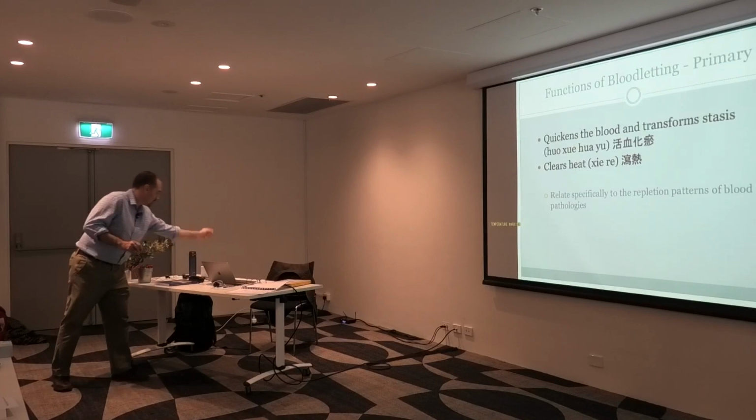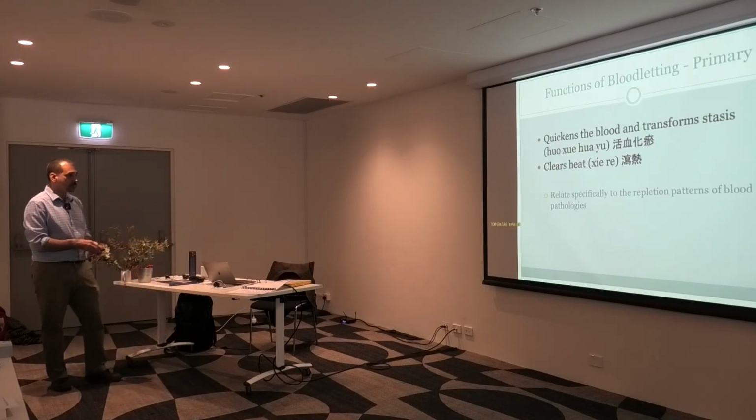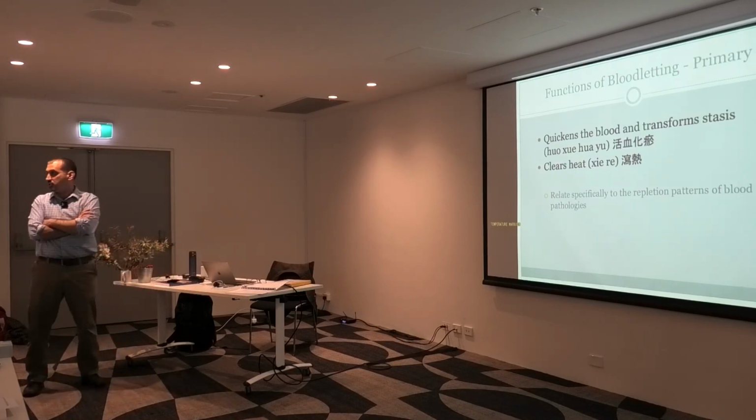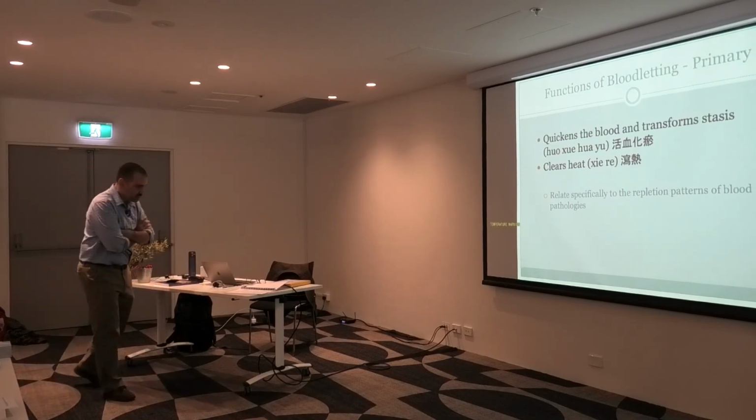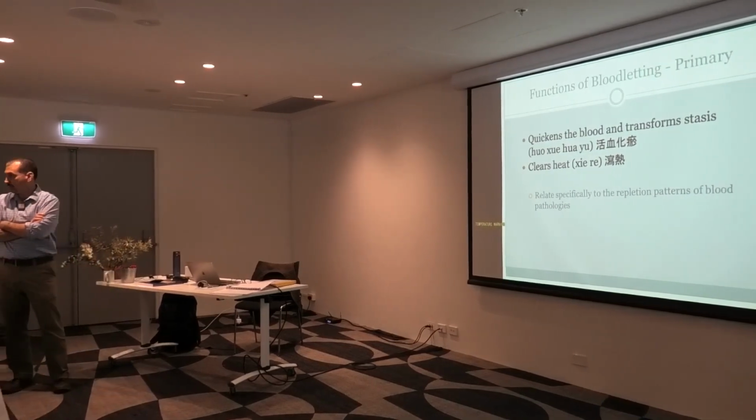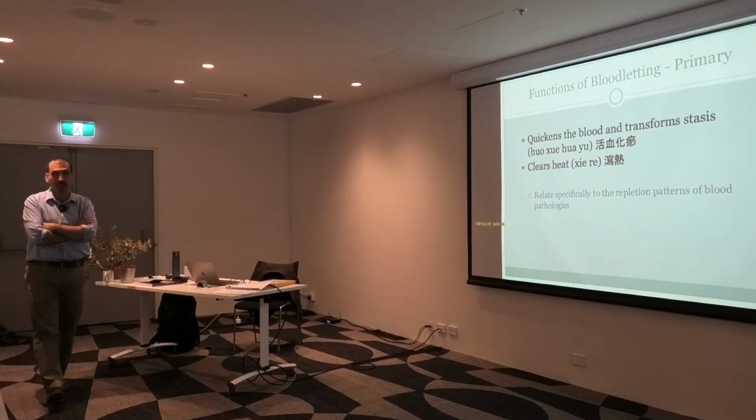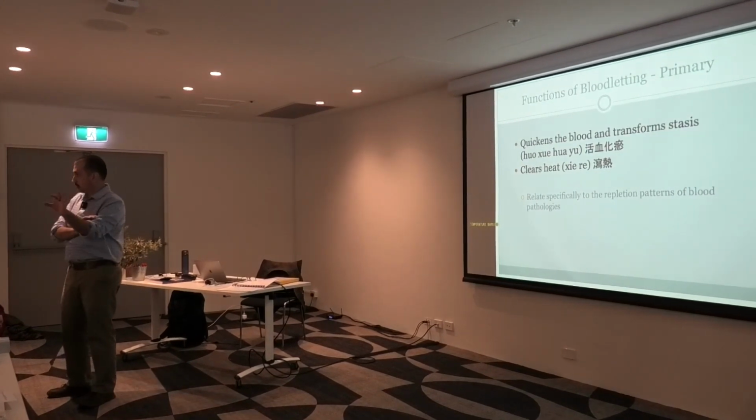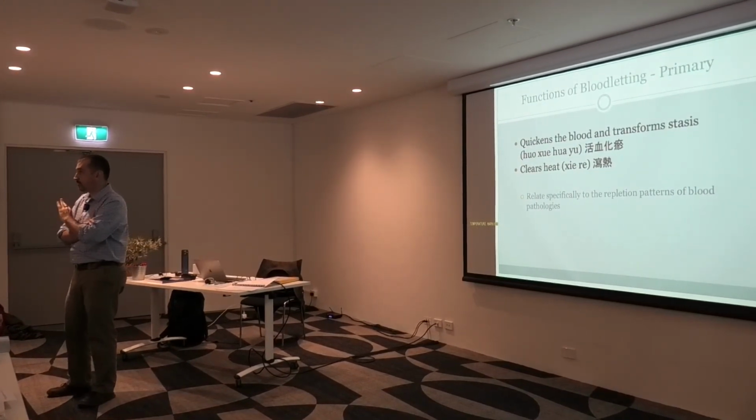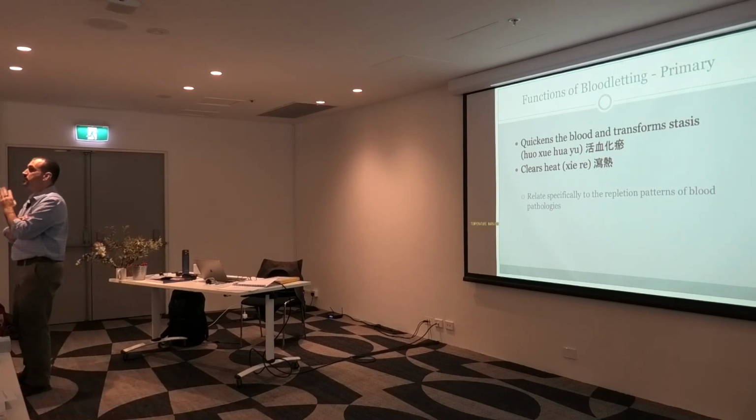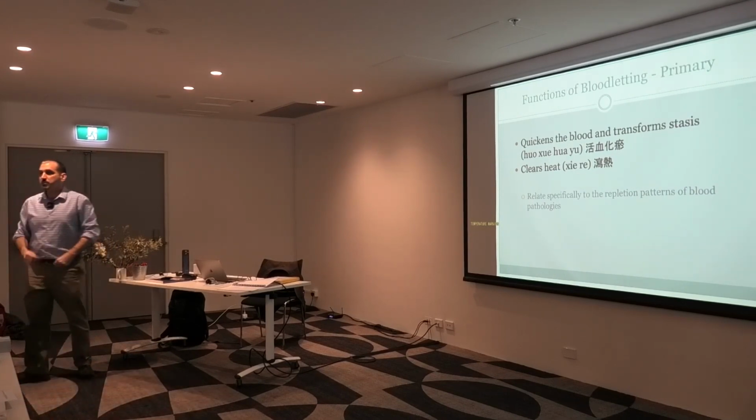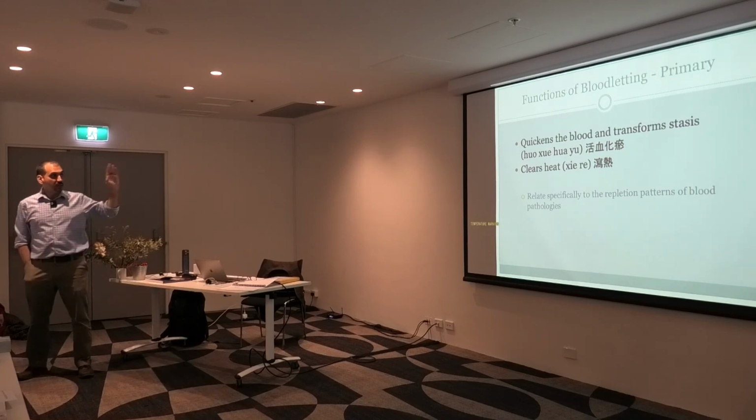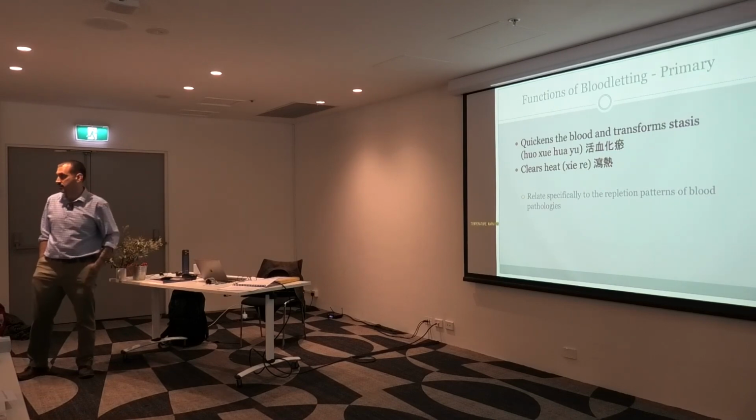All right, let's look a little bit more about some basic theory. As I said before, the basic pathologies of blood are blood stasis, blood heat, and blood vacuity. Take out the blood vacuity and throw it away, because bloodletting doesn't treat that directly. Bloodletting is a draining therapy, treats the repletion patterns of blood, which means we can summarize bloodletting. The primary functions of bloodletting are to basically move stasis, quicken the blood and transform stasis, and clear heat.